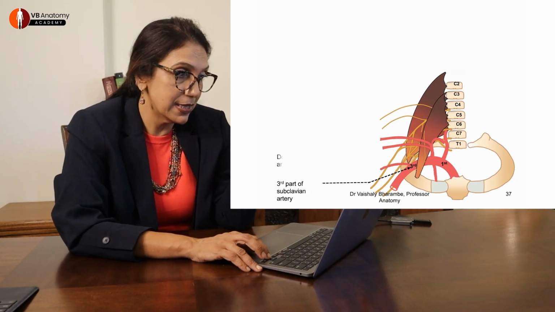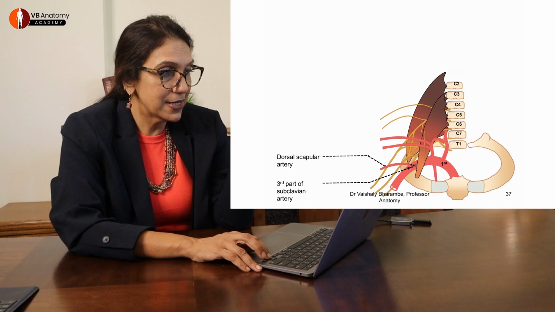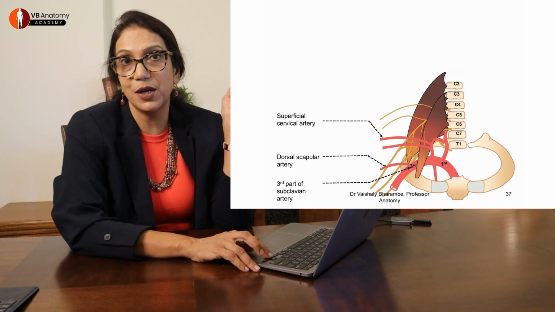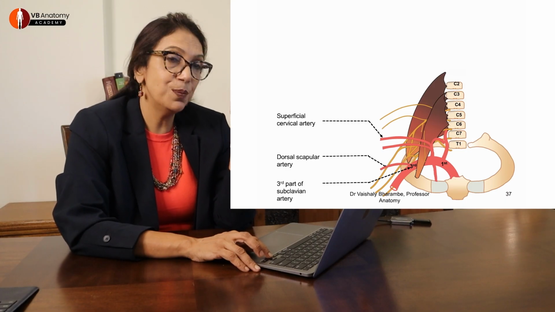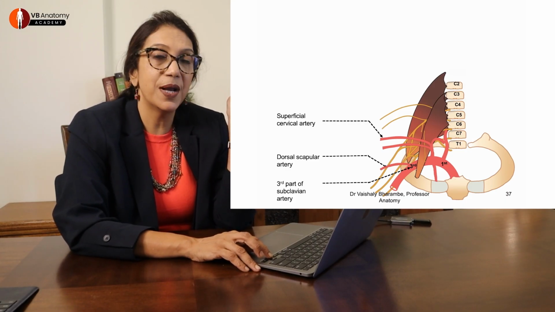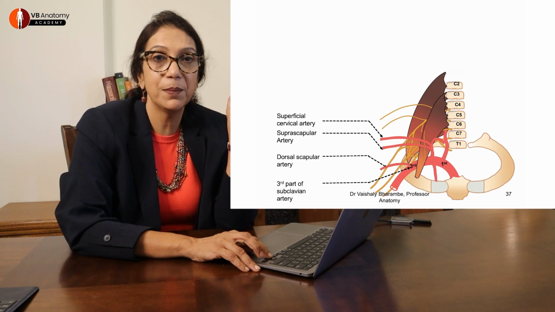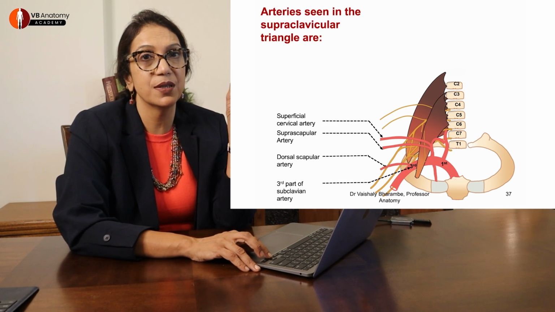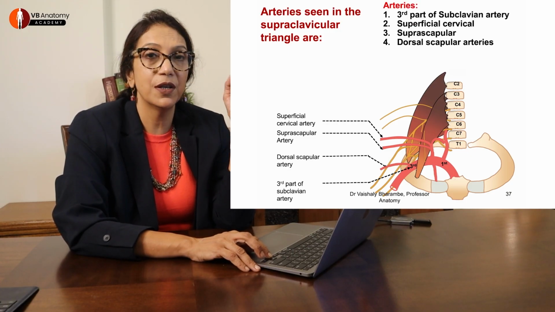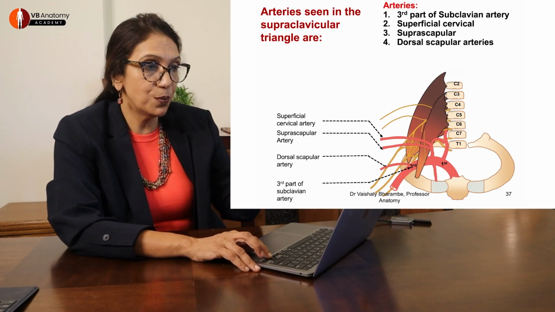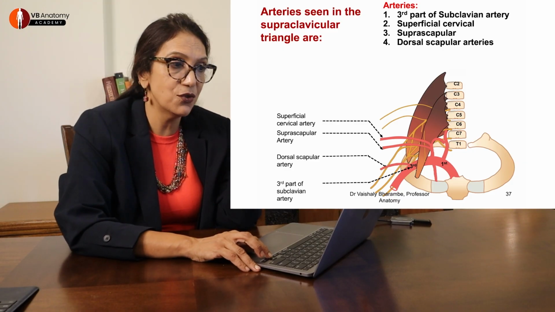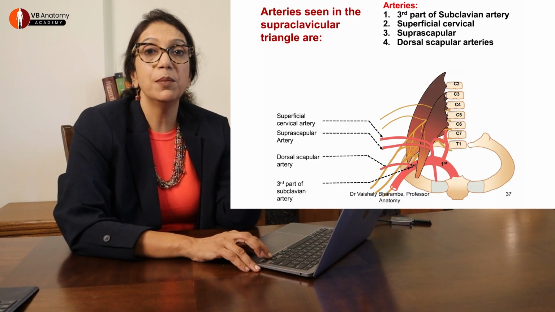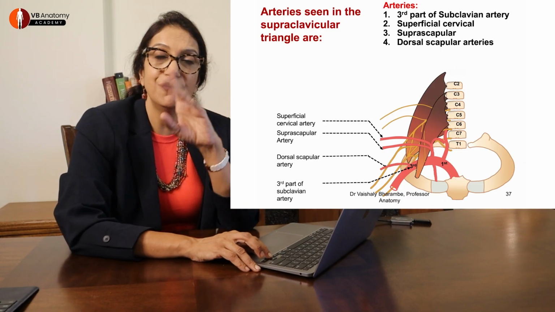It gives the dorsal scapular artery and two more branches. Can you see two branches above? These are branches from first part of subclavian. They are superficial cervical artery and suprascapular artery. Now see if you remember. The arteries in the supraclavicular triangle are as follows. 1. Third part of subclavian. 2. Superficial cervical, suprascapular and dorsal scapular arteries. Dorsal scapular being a branch of third part and the upper two being branches of first part.